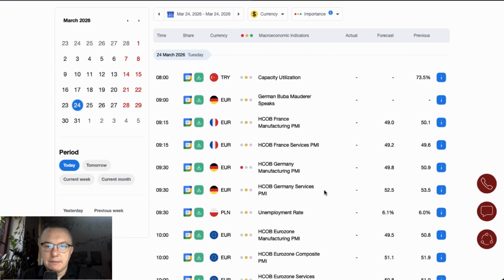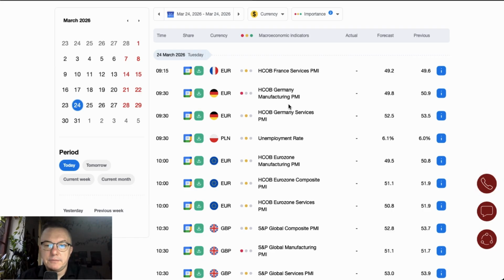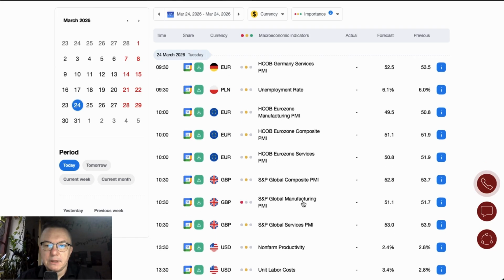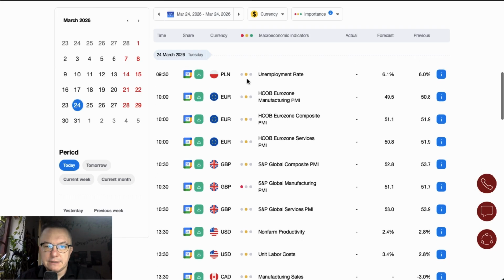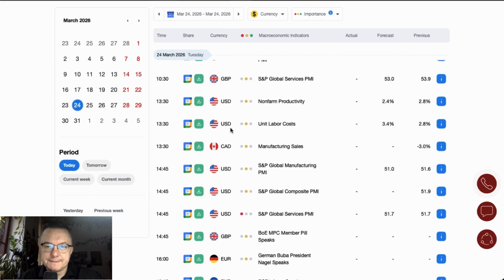Plenty of the services PMI are scheduled for release for today. From Eurozone, from France, from Germany. Germany is scheduled for release at 9:30. Manufacturing PMI and services PMI at the same time. Unemployment rate in Poland scheduled for release at 9:30. Manufacturing PMI, composite PMI and services PMI are scheduled for release at 10 o'clock. These data are from Eurozone, and 30 minutes later composite, manufacturing and services PMI data from the UK are scheduled for release.